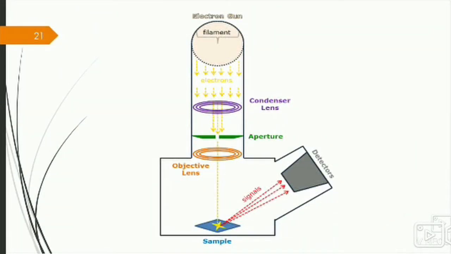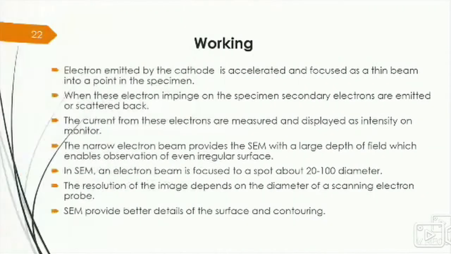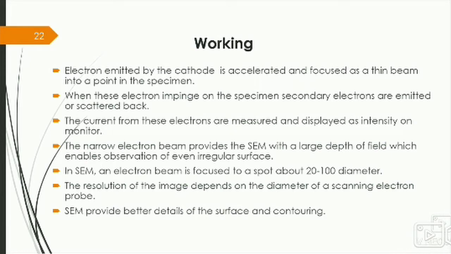Now this is the diagram of scanning electron microscope. Okay, then now we can deal with its working.